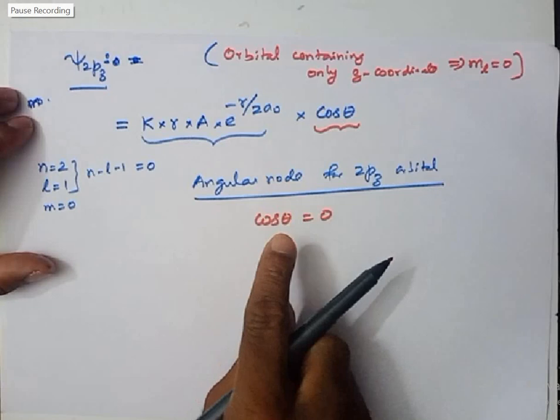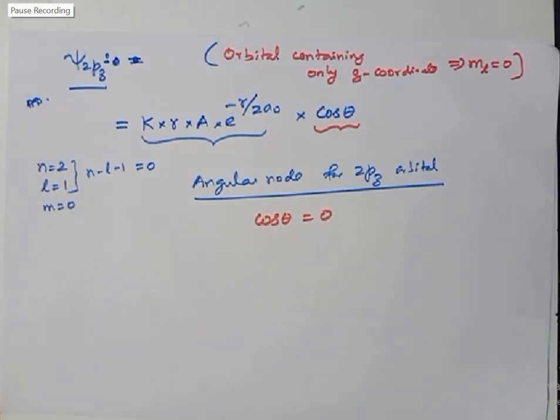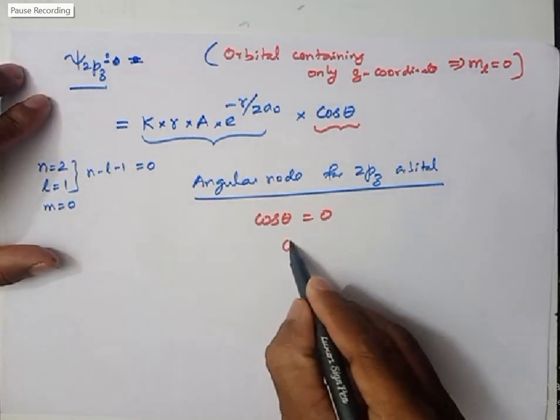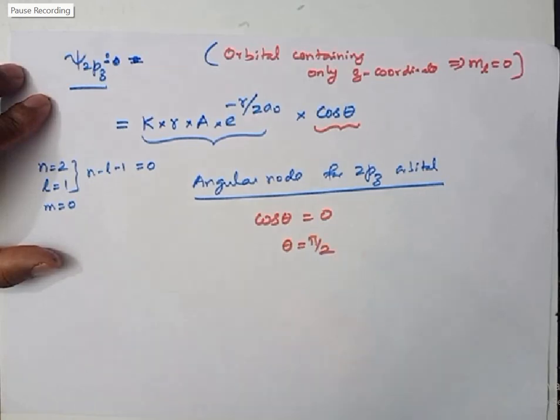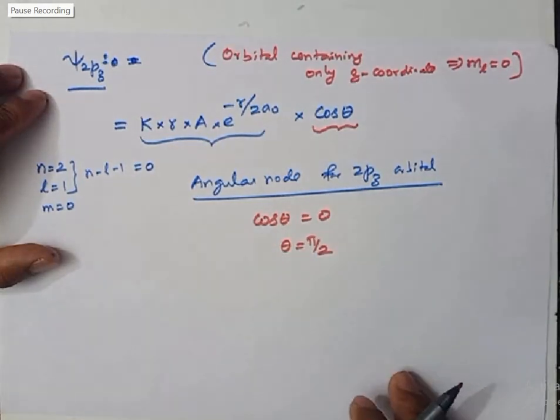Can anyone tell me at what theta angle cos theta becomes 0? 90, sir. Be louder. Cos 90. Correct. So if theta is equal to pi by 2, which is 90, cos theta becomes 0.